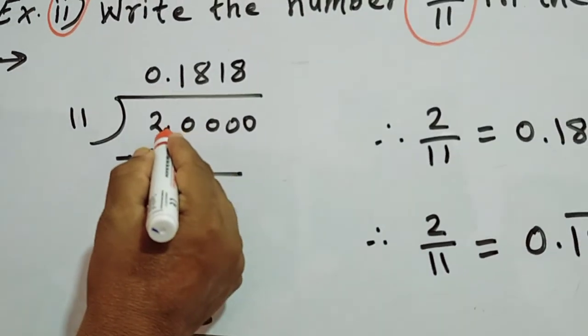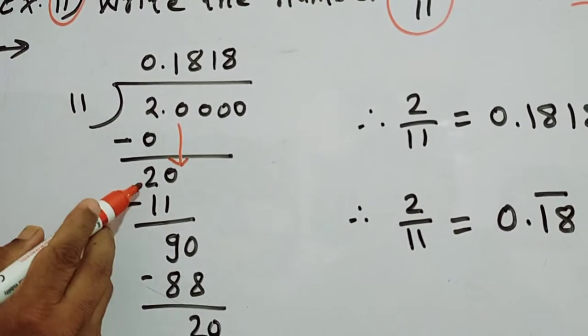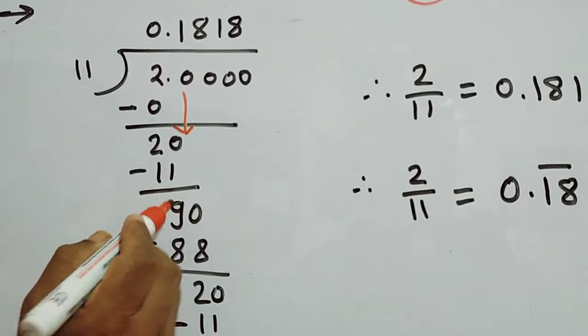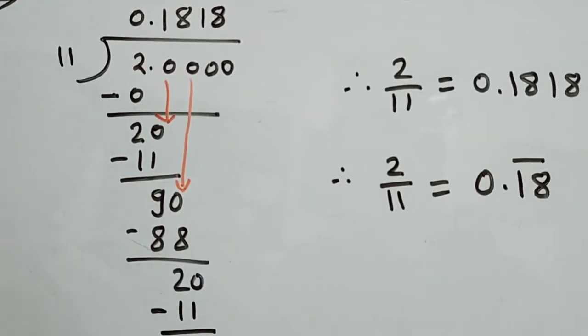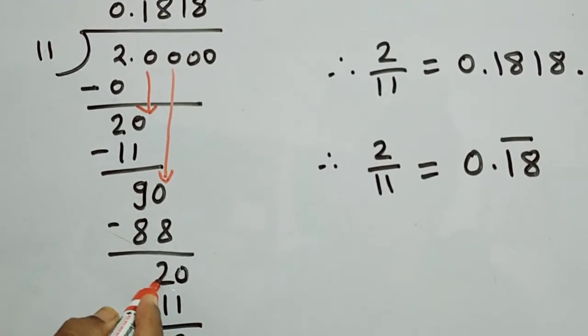But 0 is coming after decimal point. So give point here on top, means in quotient. Now 20 is here. We know 11 ones are 11. 20 minus 11 is 9. Then take another 0 down. Now it becomes 90. 11 eights are 88. 90 minus 88 is 2.